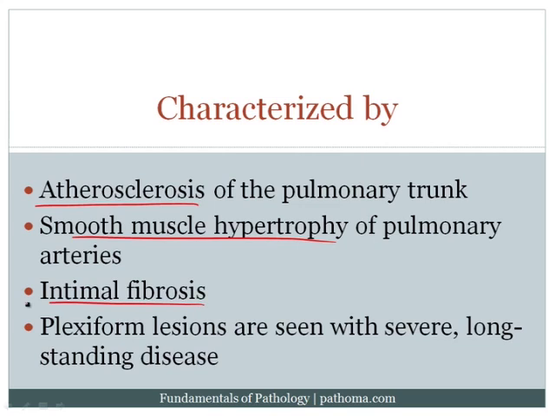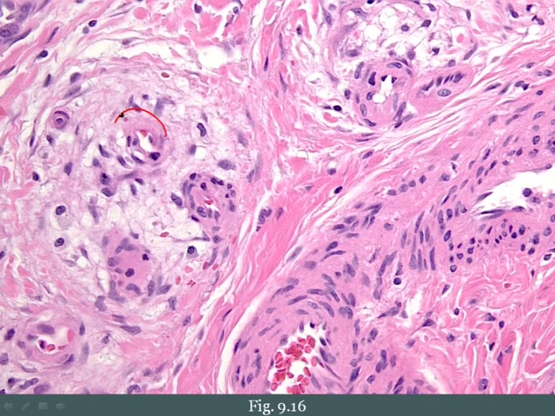These are also classic findings, and perhaps the most important on this slide are plexiform lesions. This is what occurs when you have severe long-standing disease, and a plexiform lesion refers to a tuft or a group of capillaries that are placed together that arise as a complication of long-standing pulmonary hypertension. And I've circled a tuft of capillaries here on your slide.